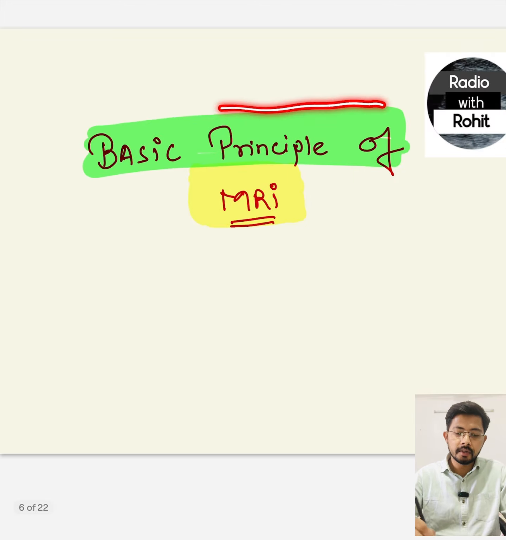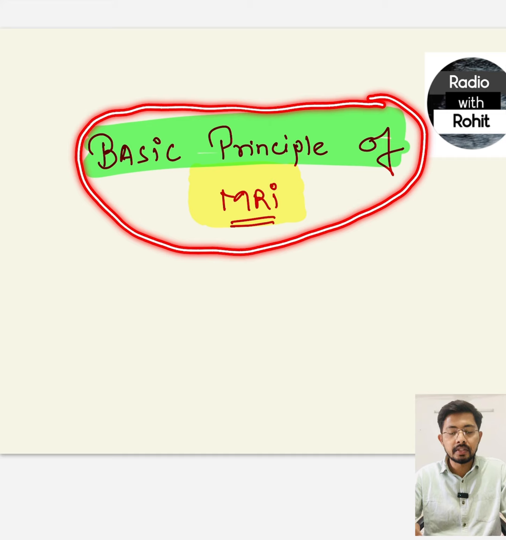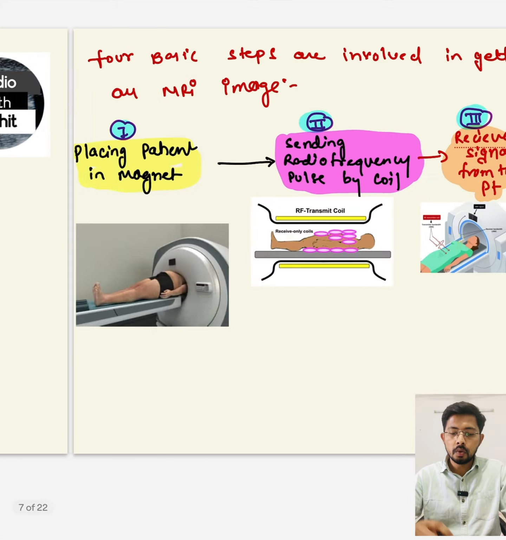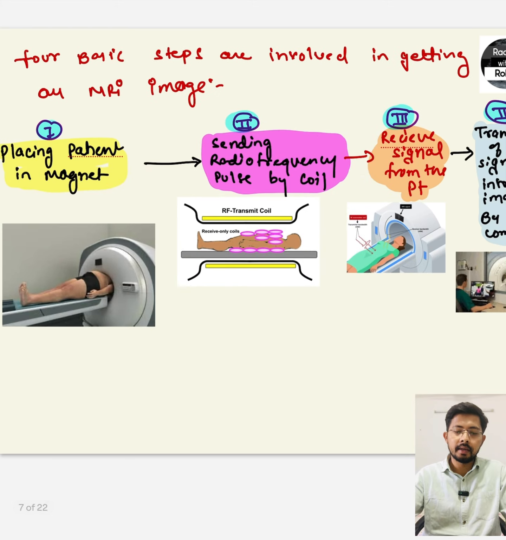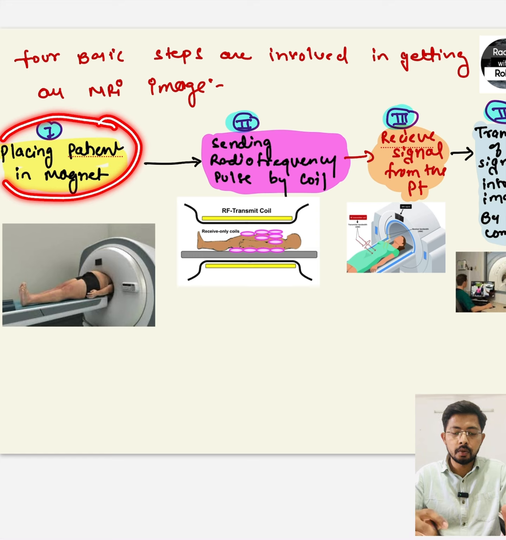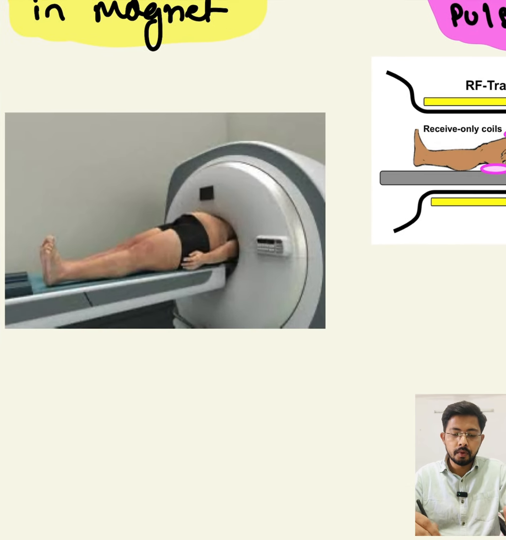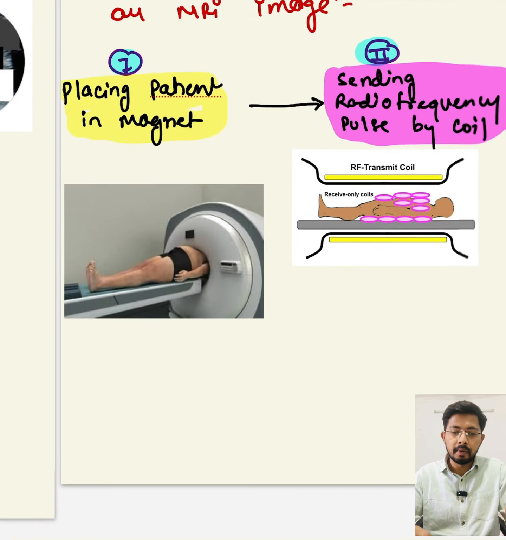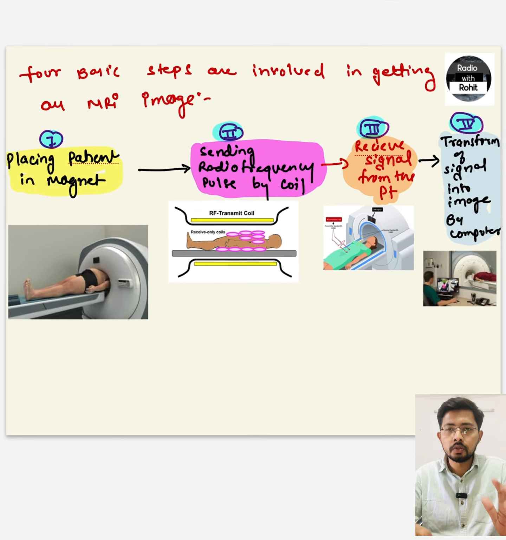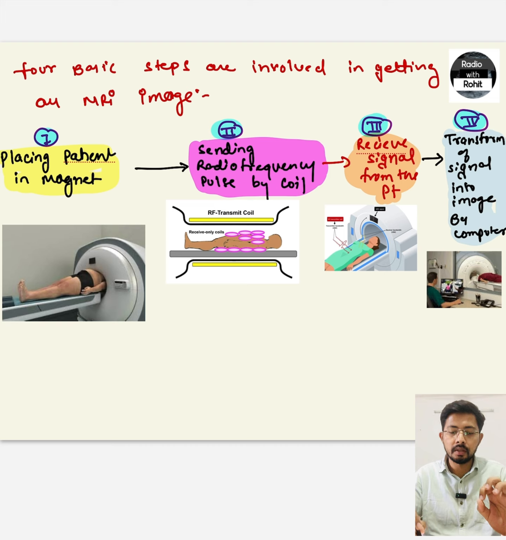The first class is on the basic principle of MRI. We have divided the basic principle of MRI into four basic steps. First is placing the patient into the magnet. We can see that this patient is lying on the tray of the MRI machine. The first job is just to place the patient in the magnet.